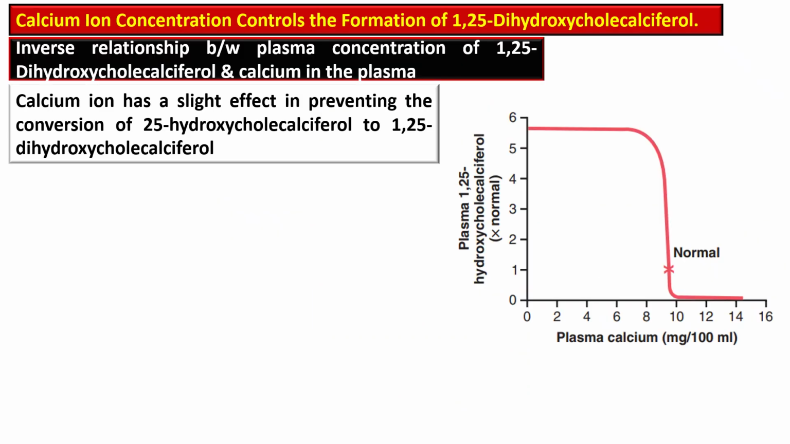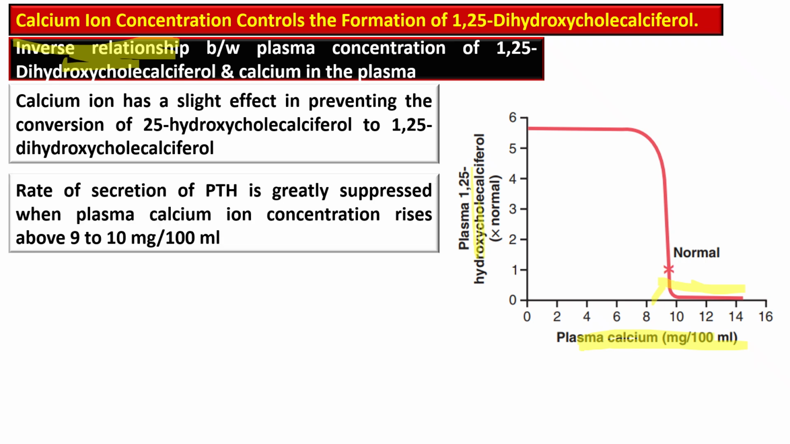There is an inverse relationship between plasma calcium and calcitriol formation. As plasma calcium level increases, the formation of 1,25-dihydroxycholecalciferol decreases, and as plasma calcium decreases, the formation of 1,25-dihydroxycholecalciferol increases. Why does this happen? Why is there direct inhibition by calcium?